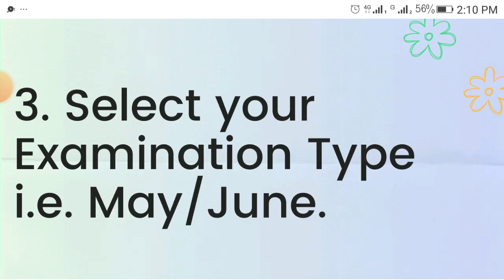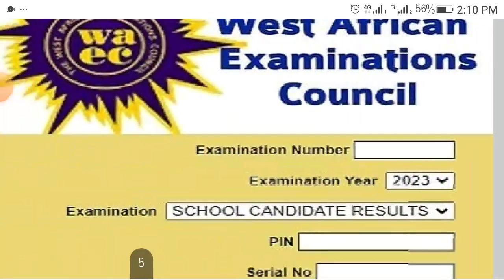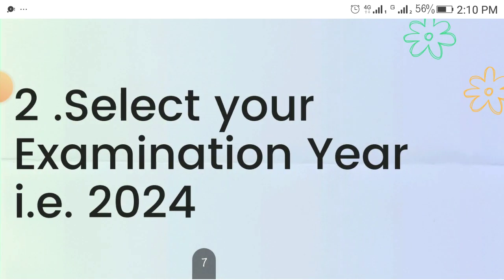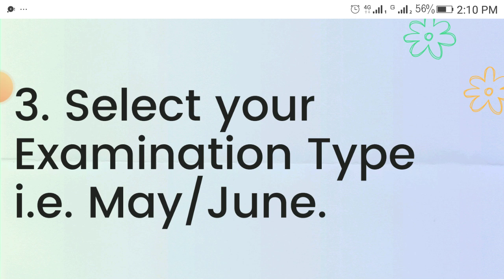Select your examination type. You know WAEC also has things like GCE or mature program exam, but your own is May/June. So when you come to this place, select your examination type, and what you should put there is May/June. When you click on that, you will see it come out.